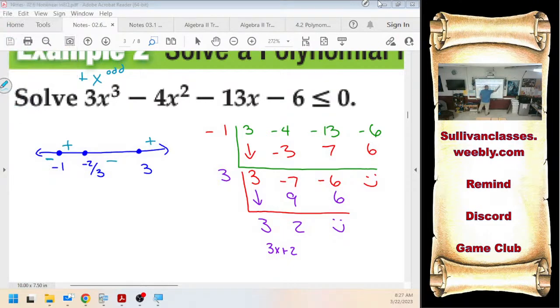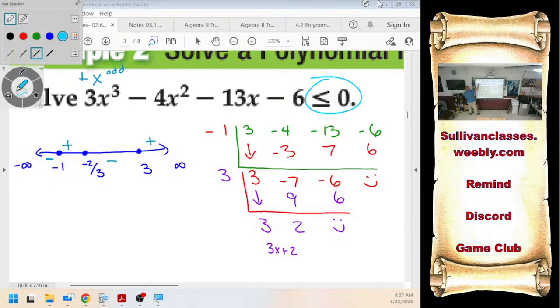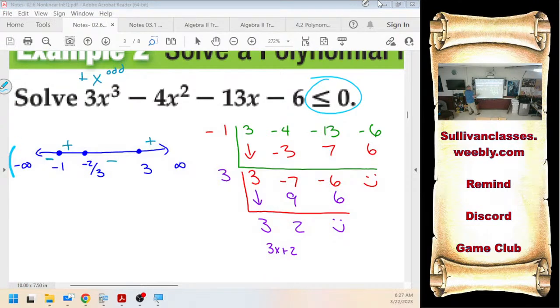where is it less than or equal to 0? Anywhere it's negative, right? So would it help if I put positive and negative infinity here? Because then you could say, well, it's going to be from here to here, parenthesis or bracket, because it says or equal to. And then from here to here, it's also negative or less than 0. Shove a union in between them, you got your answer. Okay?